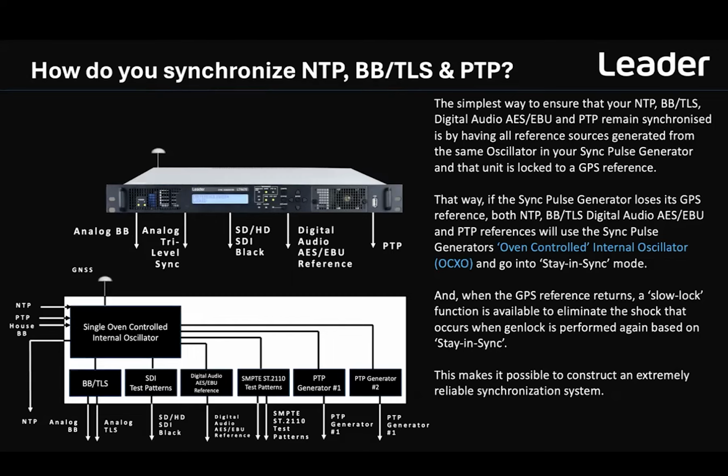That way, if the sync pulse generator loses its GPS reference, the NTP, black and burst, tri-level sync, digital audio, AES/EBU, and PTP references will all use the sync pulse generator's oven-controlled internal oscillator and go into stay in sync mode. And when the GPS reference returns, a slow lock function is available to eliminate the shock that occurs when the gen lock is performed again based on stay in sync. This makes it possible to construct an extremely reliable synchronization system.